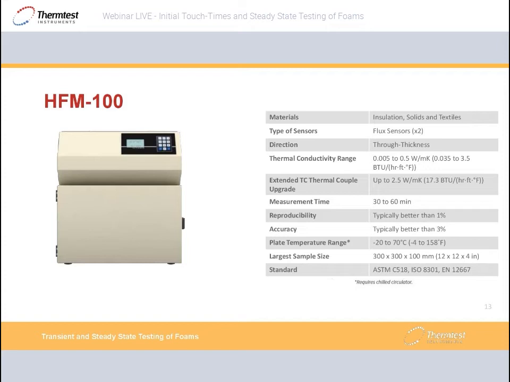Another method that we will be discussing for measuring thermal effusivity is the HFM 100.